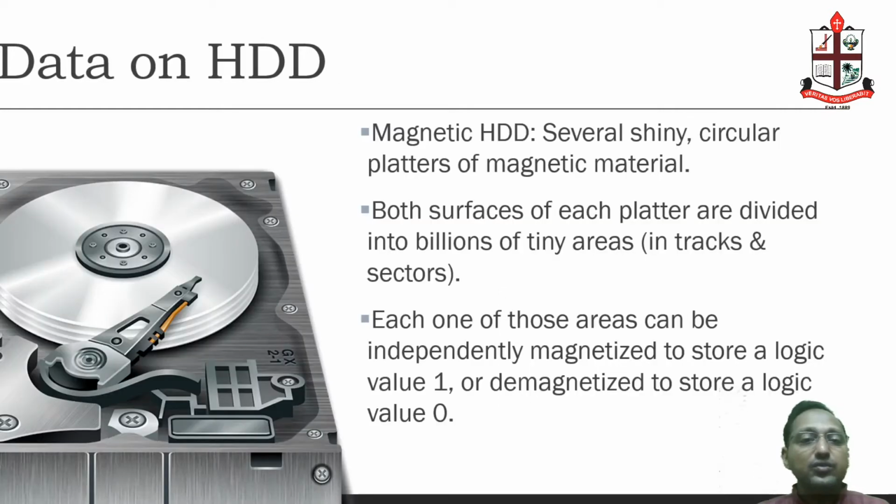But when it comes to hard disk, which is a magnetic device, we know hard disk drives have got platters inside, which are shiny circular objects which are magnetic in character. And these platters are divided into billions of tiny spots in terms of tracks and sectors. And each tiny spot can be either magnetized or demagnetized. When it is magnetized, it represents 1. When it is demagnetized, it represents 0. So, zeros and ones can be represented on a hard disk drive when it is magnetized or demagnetized.